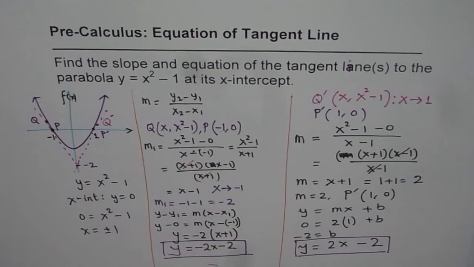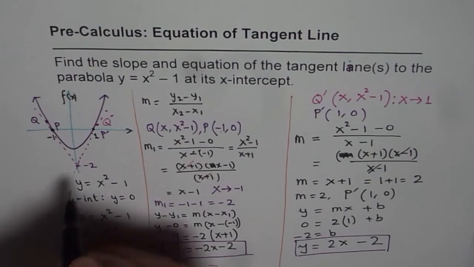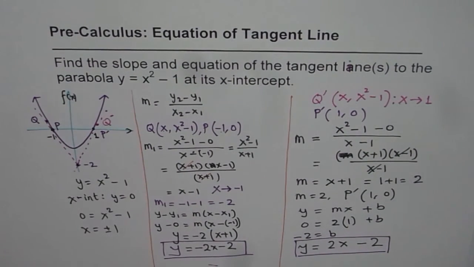So these are the two tangent lines to the curve y equals x squared minus 1, and these are tangents at the x-intercepts, right? You'll see that both intersect at minus 2, right? So that is how it is. I think with this we reviewed all about sketching parabolas, finding x-intercepts, finding equations of the lines, right? And the concept of tangent itself. I hope that helps. Thank you and all the best.